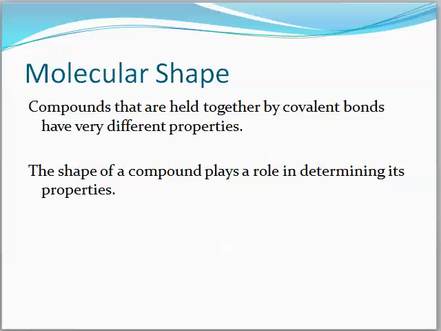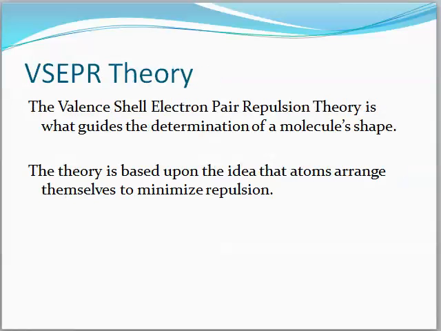We know that some have a lot higher melting points and boiling points than others do. So if we're going to try to figure out why they have different properties and be able to predict those properties, one of the things we're going to have to take a look at is the shape, because shape will play an important role in determining a compound's property. In order for us to determine the shape of a molecule, we need to use the VSEPR theory, the valence shell electron pair repulsion theory.